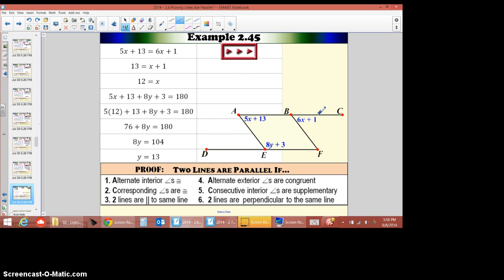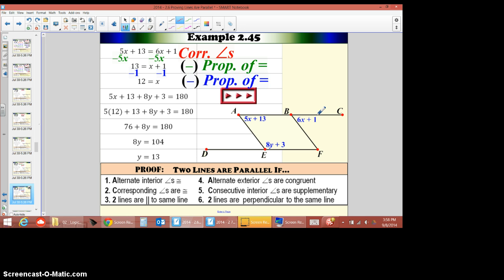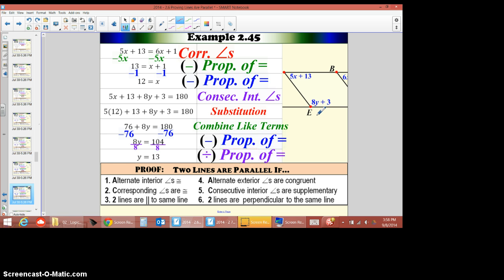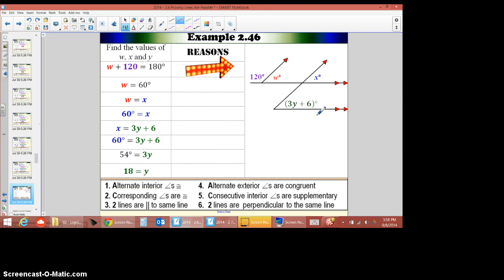Alright, right here we've got a little bit of an interesting situation going on. I say 5x plus 13 equals 6x plus 1. Well, that's corresponding angles. I do some algebra, I find out x equals 12. Next one. Those two add up to be 180 because they're consecutive interior angles. Again, I do more substitution, more algebra, and I find out y equals 13. Next one here, I see w plus 120 equals 180. That's a linear pair. And then w equals 60, some algebra.